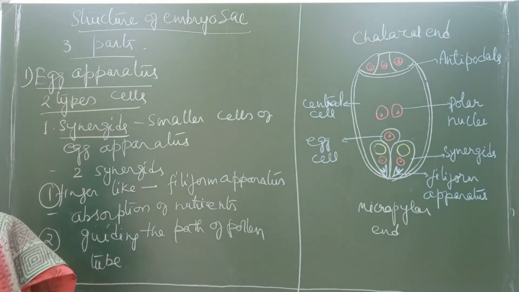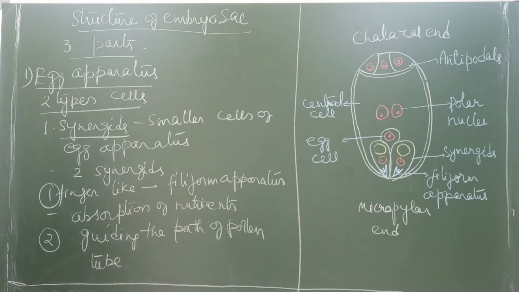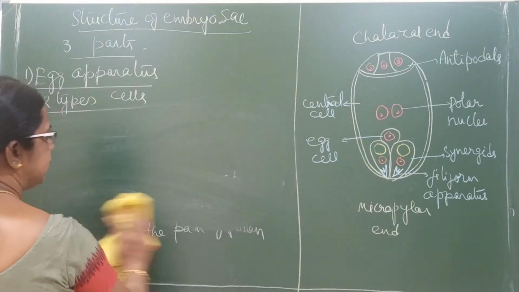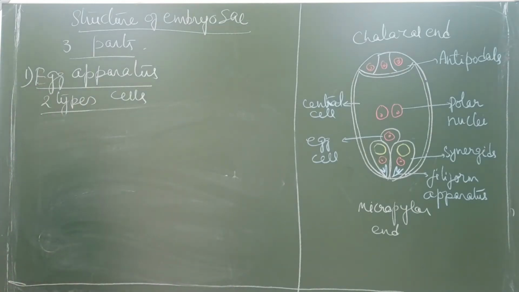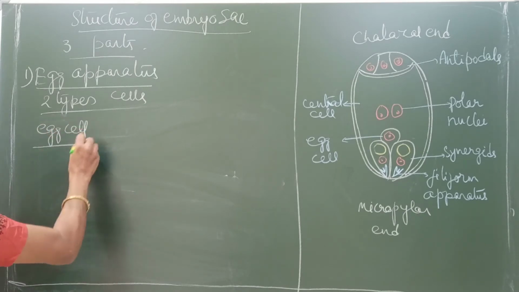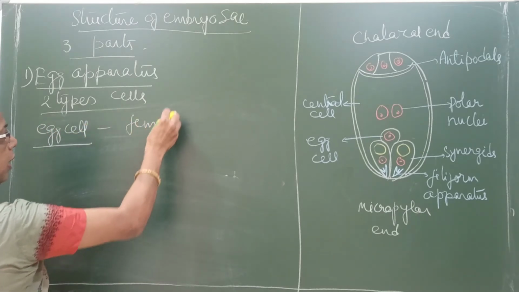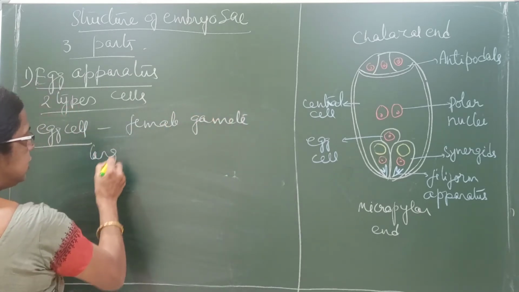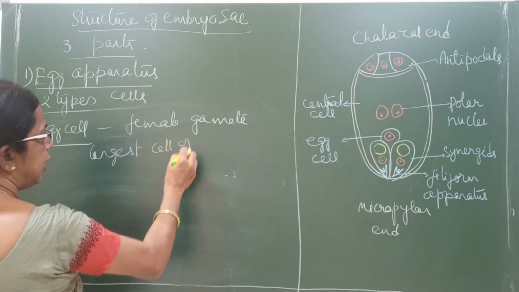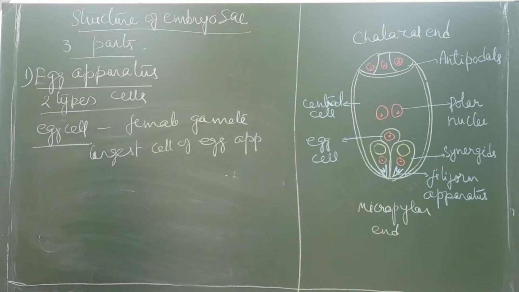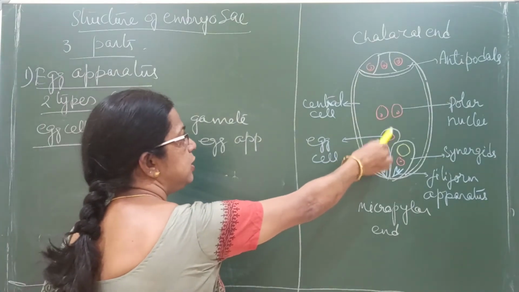Now let us see the second type of cell present in the egg apparatus. That is the actual female gamete, called the egg cell. It is the largest cell of the egg apparatus. As we can see in the diagram, its nucleus will be towards the chalazal end.